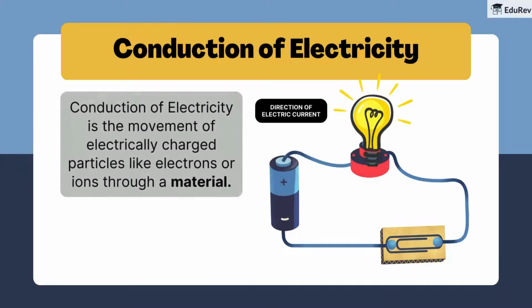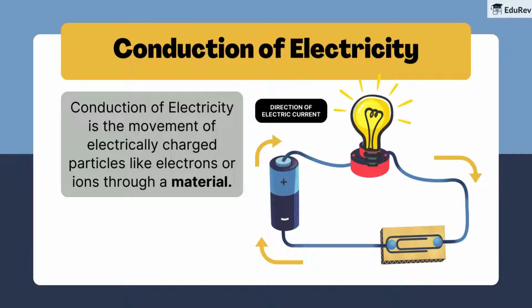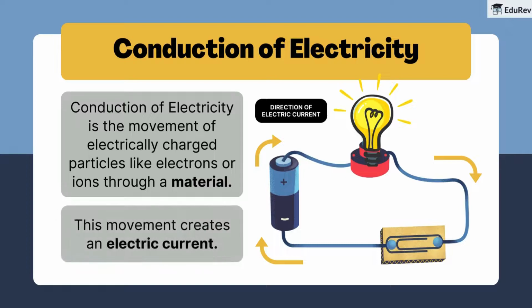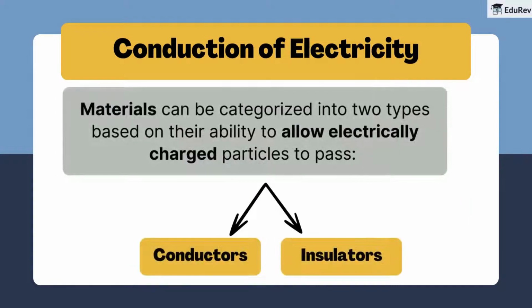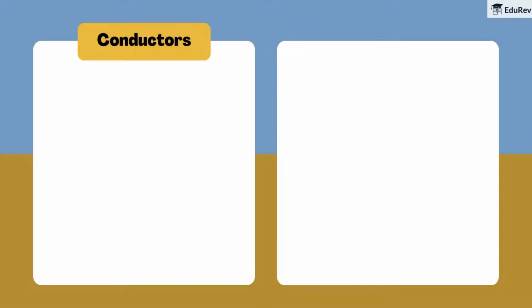Conduction of electricity is the movement of electrically charged particles like electrons or ions through a material. This movement creates an electric current. Materials can be categorized into two types based on their ability to allow electrically charged particles to pass. First type is conductors.